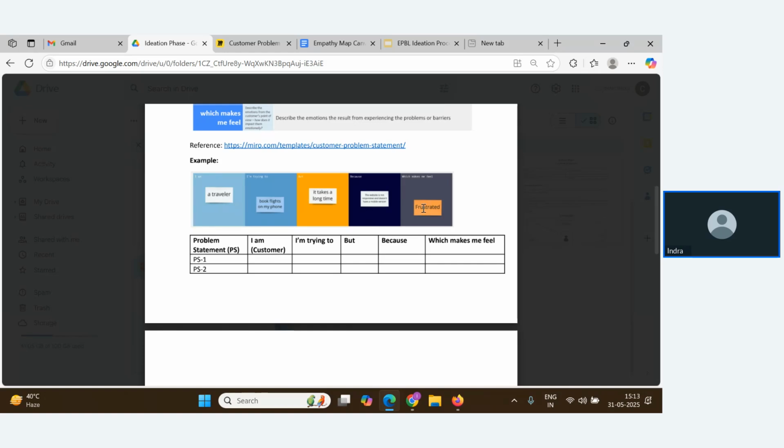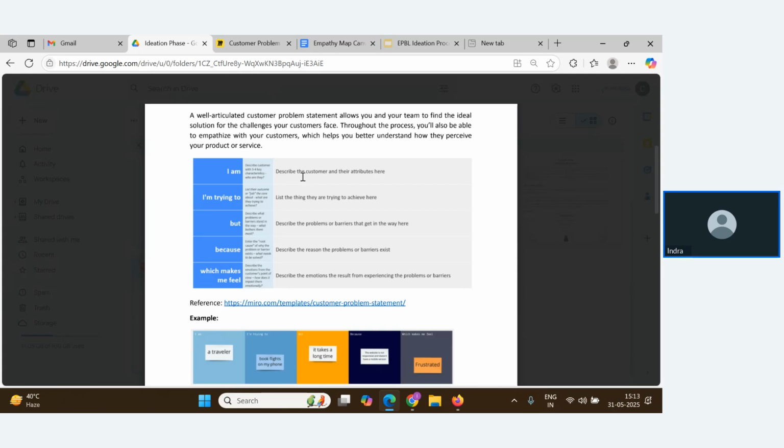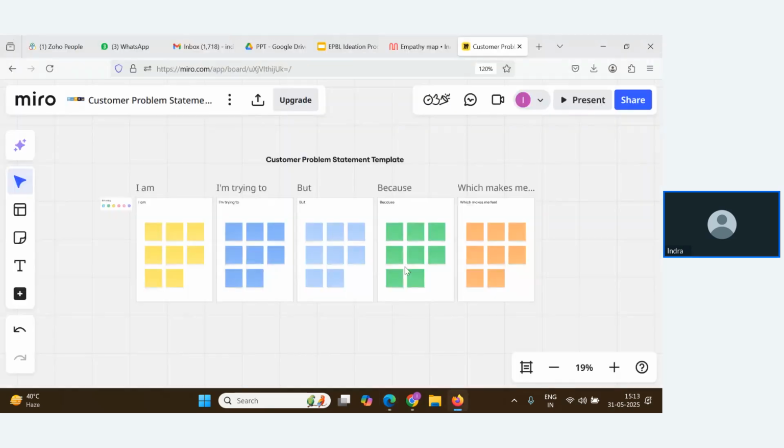This makes me feel is talking about your emotion. I am is talking about your characteristics. You can see here the details are given. I am is describing the customer and the attributes. What I am trying to do is listing the things that the customer is trying to achieve, but you have to describe the problem that is getting in their way, and because of which, you have to describe the reason the problem or the barrier is existing. And after that, which makes me feel means you have to describe the emotion. So basically, in this form, you have to complete this template.